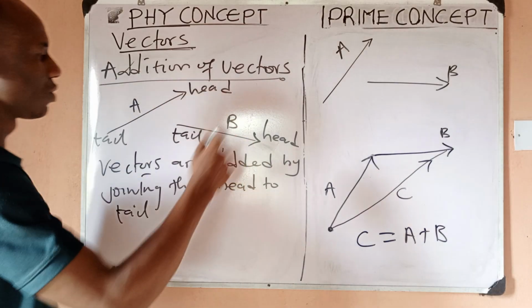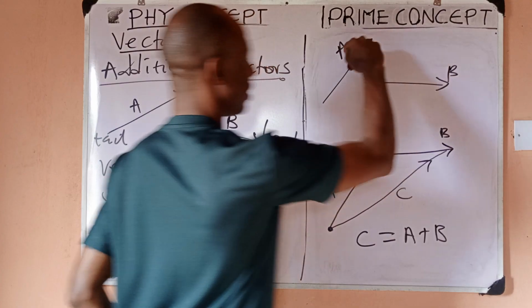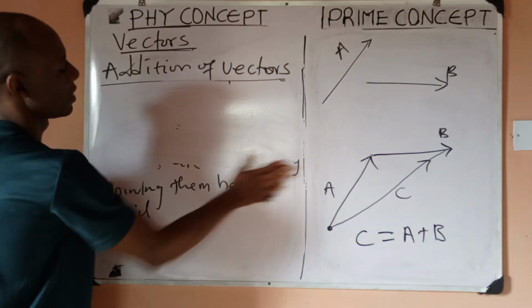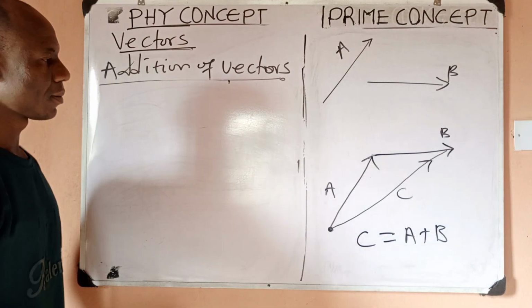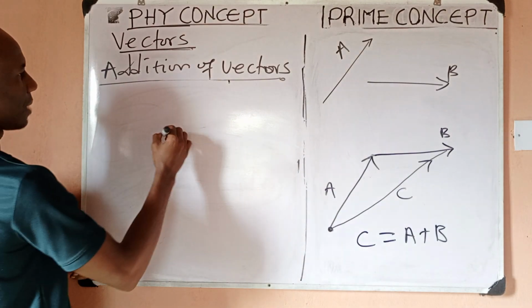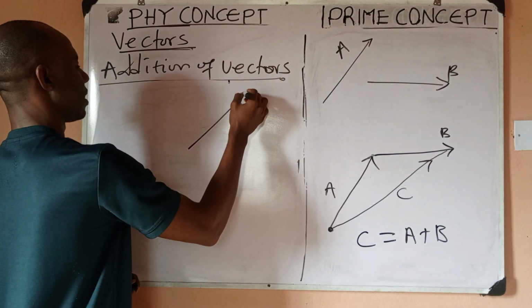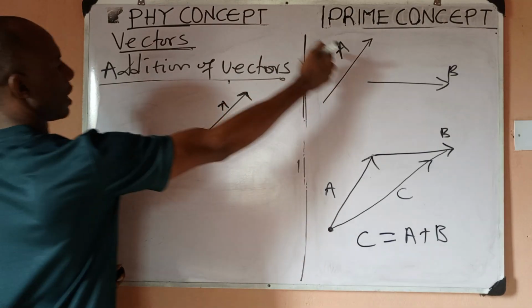Now, let's do the other way around. Somebody may say, what if you join the head of B to the tail of A? What will it give us? The same thing. Trust me, it gives you the same result. Now, let's do it. So, this is my A. This is our A pointing like this, like you can see.